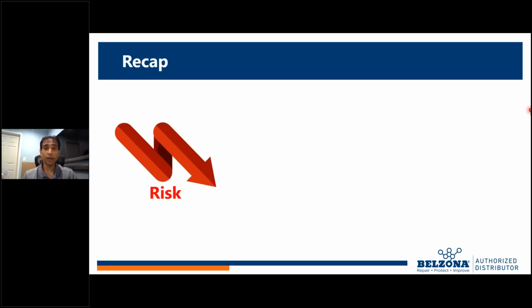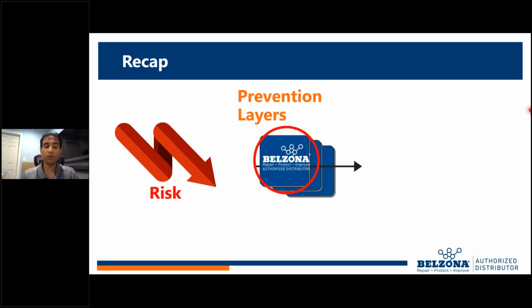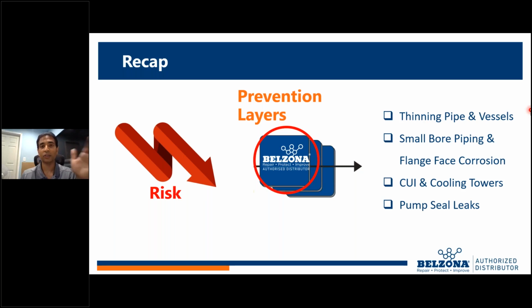So to recap, risk. Everything we're talking about is reducing the risk from the hazard and the potential event. And what do we want to do to reduce that risk? We want to add preventative layers. Here at Belzona Repair Technology, we want to be your partner. We want to be your partner in increasing the number of layers that we can put in place to help an event from actually happening.